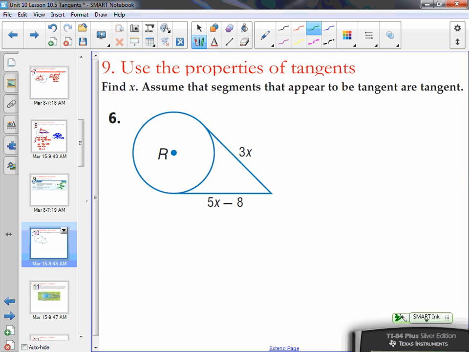We're supposed to find x. Well, these 2 segments are from the same exterior point, aren't they? So they're congruent. So 5x minus 8 equals 3x. Questions? Okay. So negative 8 equals negative 2x, and 4 equals x. And again, they could make the algebra hard if they want to. But get the concept down.